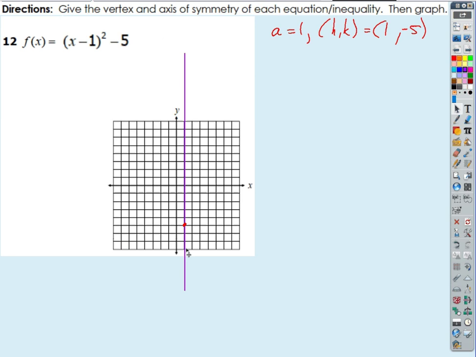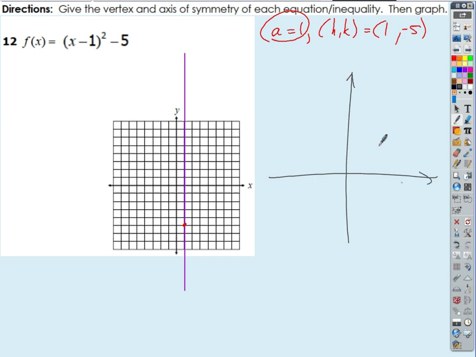And then I don't really even have to, I mean, I could make a t-table here, but I don't have to do that. All I have to do now is think about what A does. So A is going to take our regular parent function for x squared, and it's going to stretch it by 1, which means it doesn't do anything to it. Right? So let's think about what our parent graph looks like for x squared for a second.